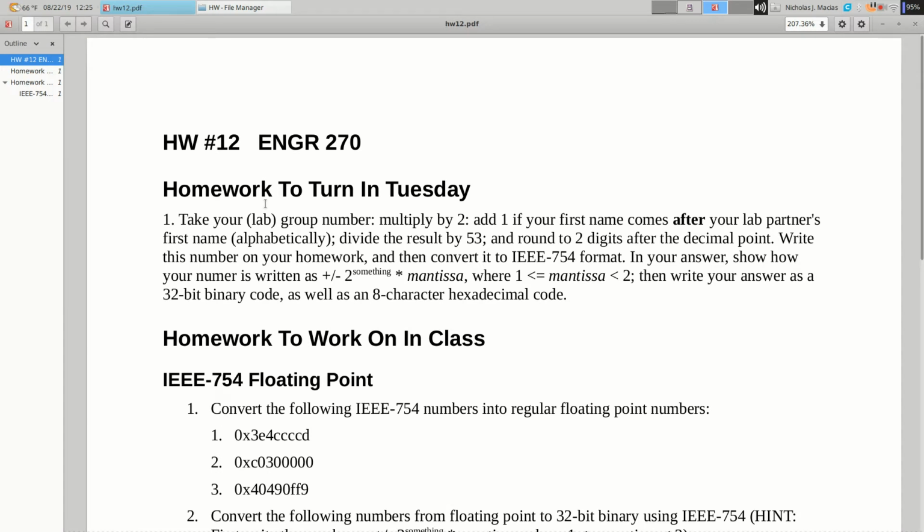All right, so homework 12. Take your group number, multiply by 2, and then increment if you're after your lab partner, divide by 53, round to 2 digits. Okay, so that gives you a pseudo-random number. That should hopefully be different for each person. And then your goal is to convert that into IEEE 754. So any questions up front about that, first of all?